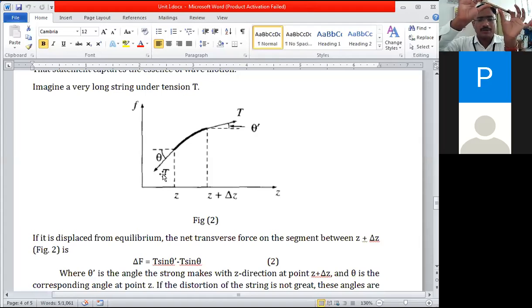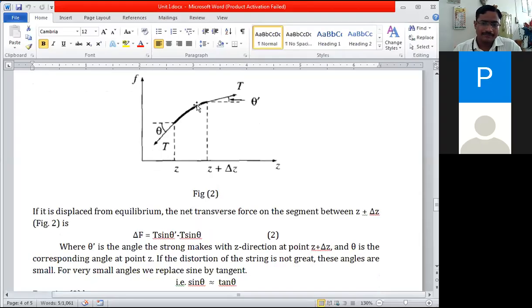So the pen will bend. Now this is shown pictorially in the diagram. We have a very long string under tension T, and when we apply a tension T, this string is bent due to the tension T.